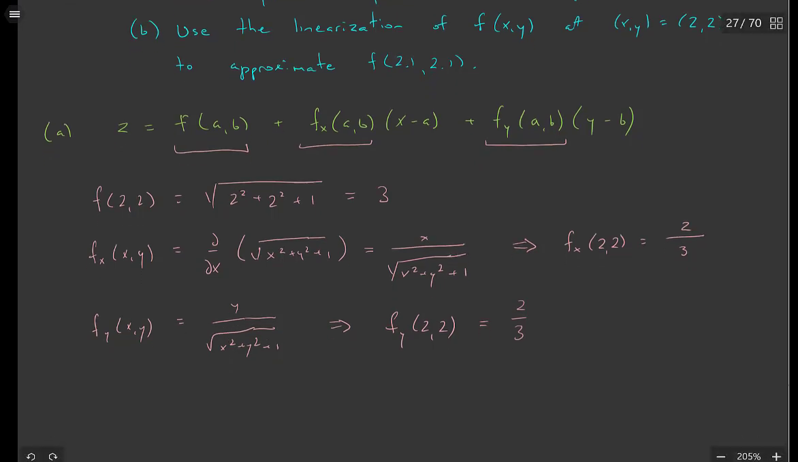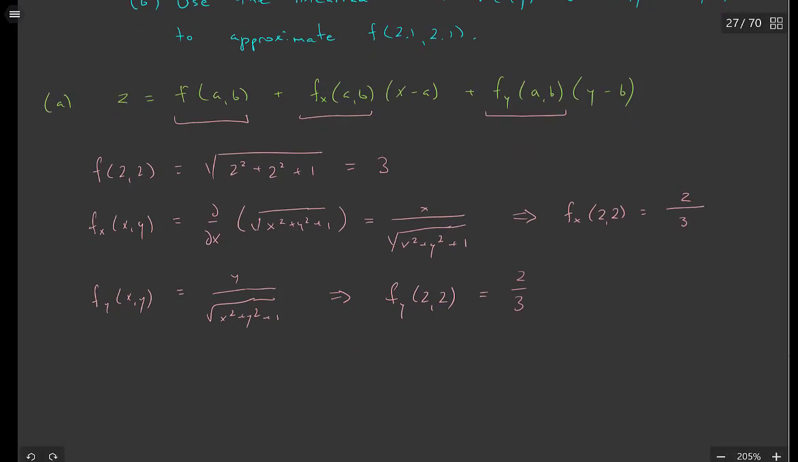So now we can write down the scalar equation for the plane. It's just going to be equal to 3 plus 2/3 times x minus 2, plus 2/3 times y minus 2. So that's all we have to do for part A. This is the scalar equation for the tangent plane to the surface above the point x and y equal to 2.